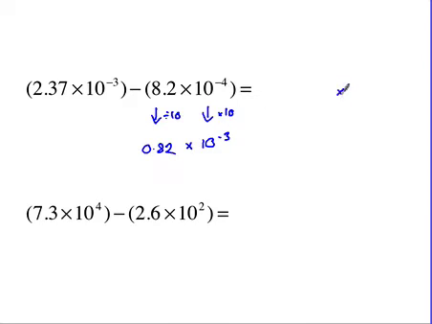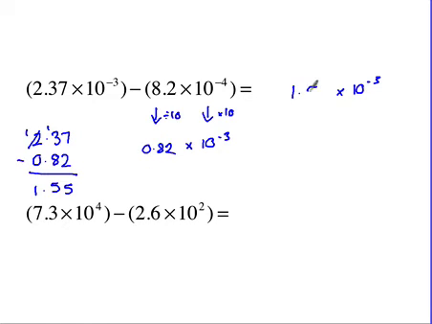So I know that the answer is going to be times 10 to the minus 3, so now I just need to sort out the column. So 2.37 taking away 0.82. 7 take away 2 is 5, 3 take away 8, I have to borrow 1, and that gets 1.55. So the answer is 1.55 times 10 to the power of minus 3.